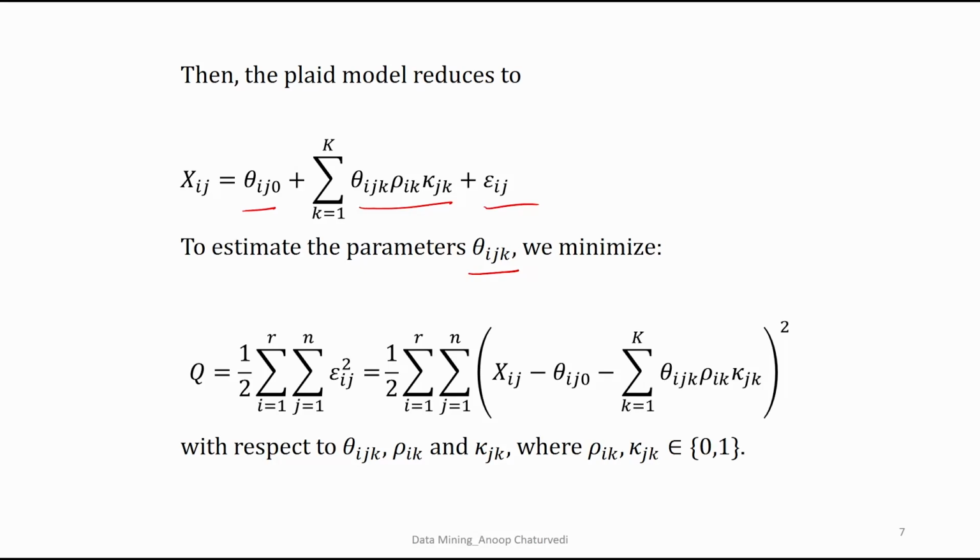We minimize q equal to 1 upon 2 summation i equal to 1 to r summation j equal to 1 to n epsilon ij square with respect to theta ijk, rho ik and kappa jk. And we can write this q as 1 upon 2 summation over i summation over j of xij minus theta ij naught minus summation over k theta ijk rho ik kappa jk, whole square. Here rho ik and kappa jk are either 0 or 1.